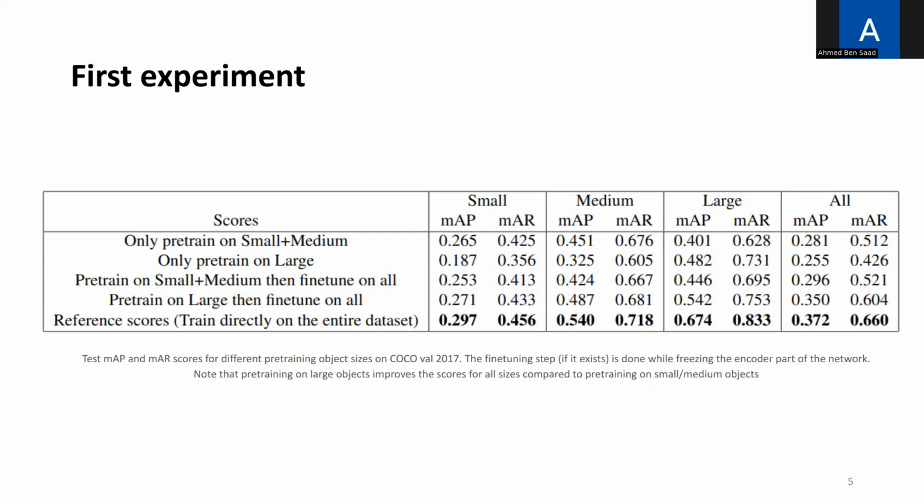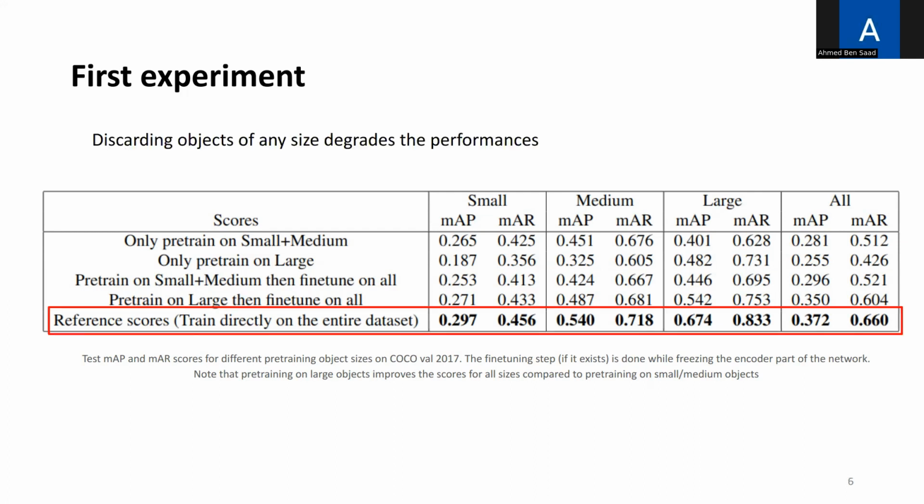The reference score, when we train on the whole dataset, is always the best score in our case. It's better than pre-training on any single object size, and this means that discarding objects of any size degrades the performances. So the model needs all object sizes in the training to be performant on all object sizes during validation and testing.